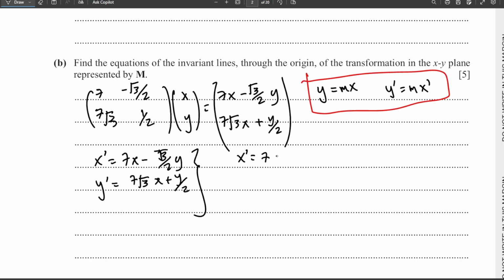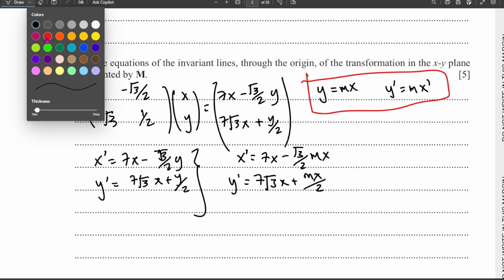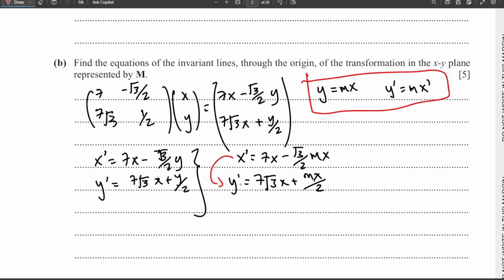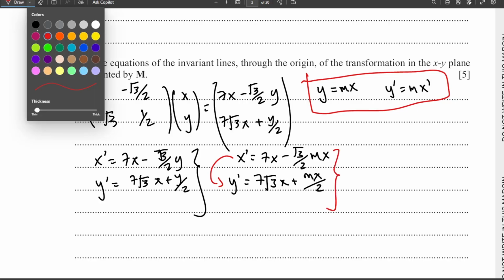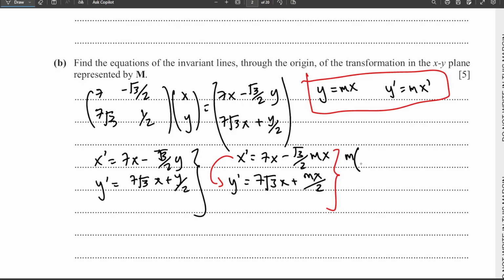So x prime, this one. So mx, okay, this y we return it to mx, y prime 3x mx over 2. And then what else we can do? Since we know that y prime is mx, we're going to replace x into y. So again, m x prime, x prime is this one now, so I'm going to rewrite this entire thing, equals to the y prime, which is 7 over 3 x plus mx over 2.